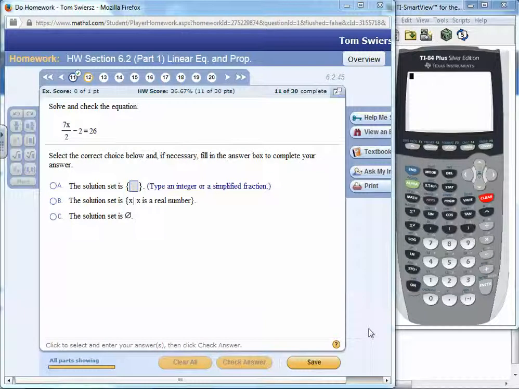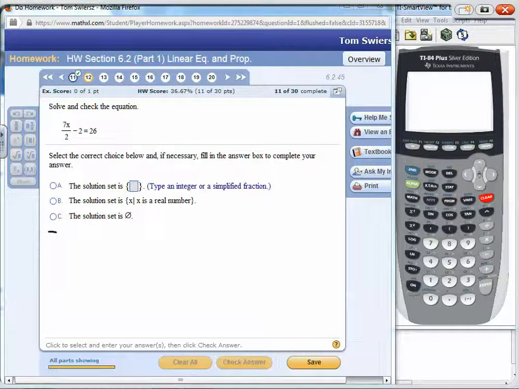Let's begin with homework exercise number 12 from section 6.2, part 1. Okay, we have the problem 7x divided by 2 minus 2 equals 26. Whenever we have fractions, we're going to multiply by the least common multiple of all the fractions. In this case, there's only one fraction, it's a 2. So you're going to simply multiply both sides of the equation by 2.